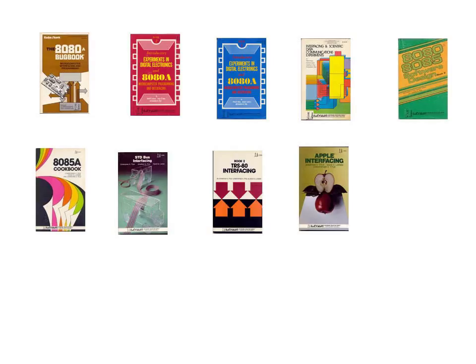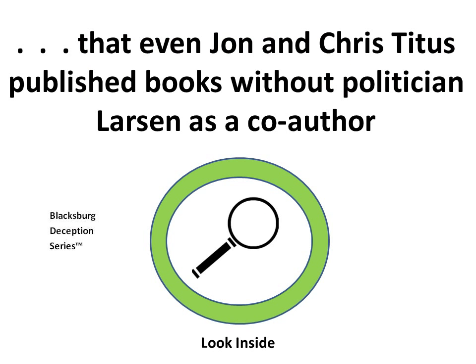So, nine books, and even then, Jon and Chris published books without politician Larsen as co-author, and here they are. And as I look at these slides, I conclude that the dumb people were myself, Titus, and Titus, and the smart authors were everybody else.